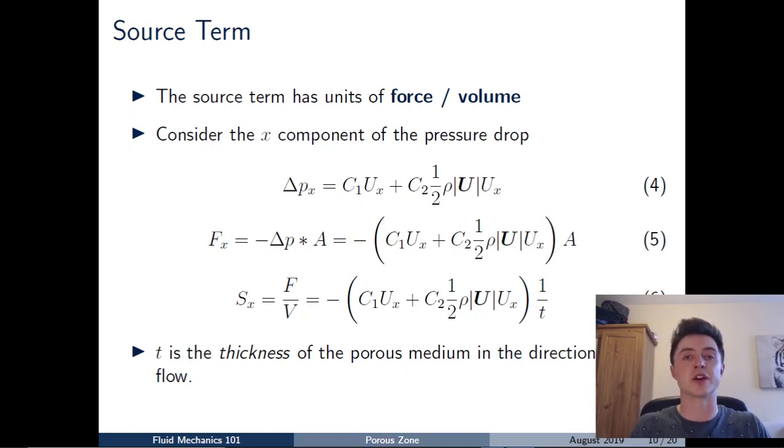And equation 6 is very similar to the pressure drop, except that we have a 1 over T there, which is the thickness of the porous zone. The reason we have this is because we've taken the frontal area of the porous zone and divided it by the volume of the porous zone. So that's the thickness of the porous zone. And it's very important to note here with equation 6 that T is the thickness of the porous zone in the direction of the flow that we're considering. And don't worry if you don't follow what that is at the moment. I'm going to show you in the next slide so that you understand.